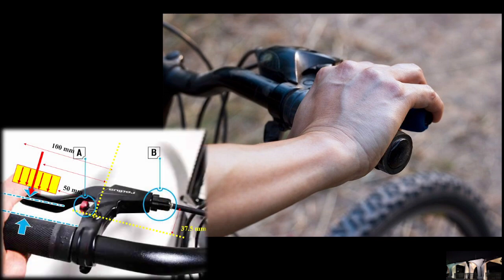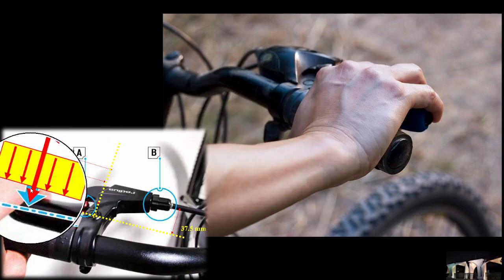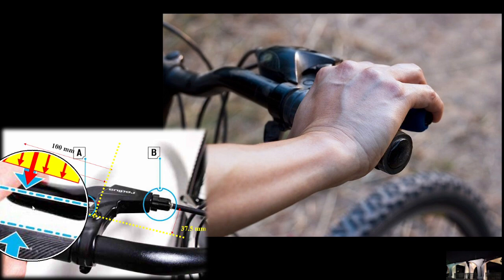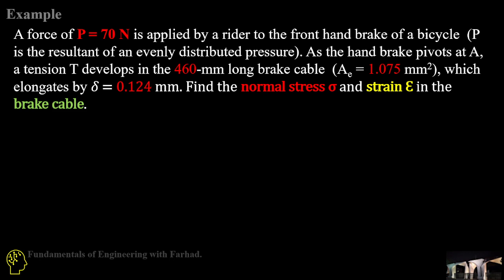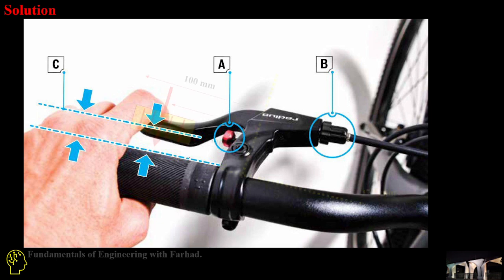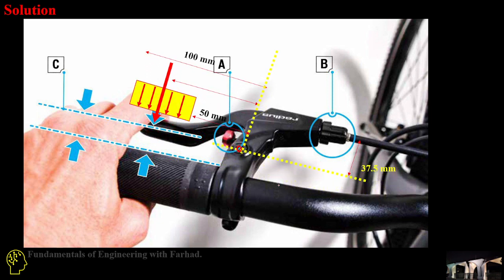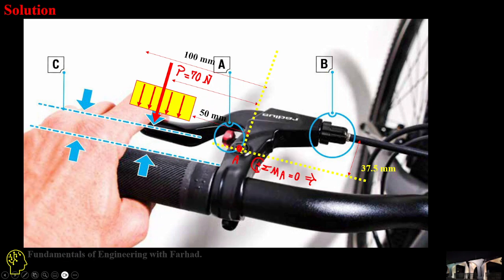As the rider pushes the brake system, you can easily see there is an evenly distributed pressure on the handle of the brake, and it creates a tensile force in the brake cable. If we want to calculate this force, we can easily take a moment about point A and get the forces. So summation of moment about A equals 0.